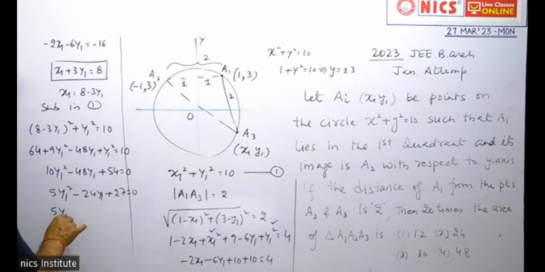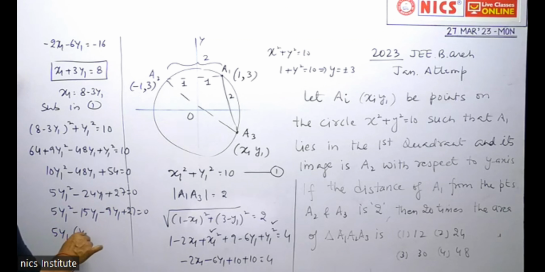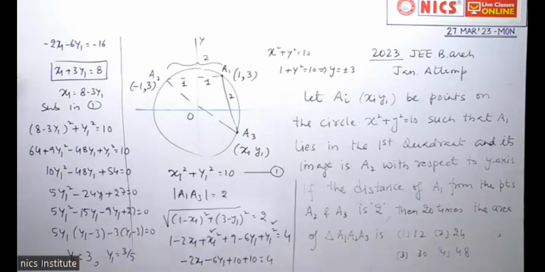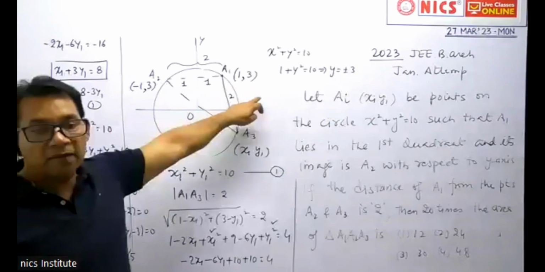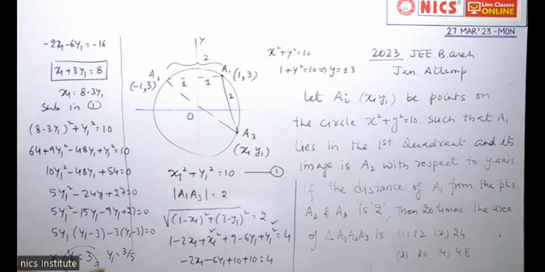Can use the middle term split. 5y1 square minus... 5 into 27 will be how much? 135. So it will be 15y1 minus 9y1. 5y1 common, (y1 minus 3), 9 common, (y1 minus 3) equals 0. So you get two values of y1, 3 and the other value is 9 by 5. y1 cannot be 3 because y1 is already 3 over there. This will be discarded.